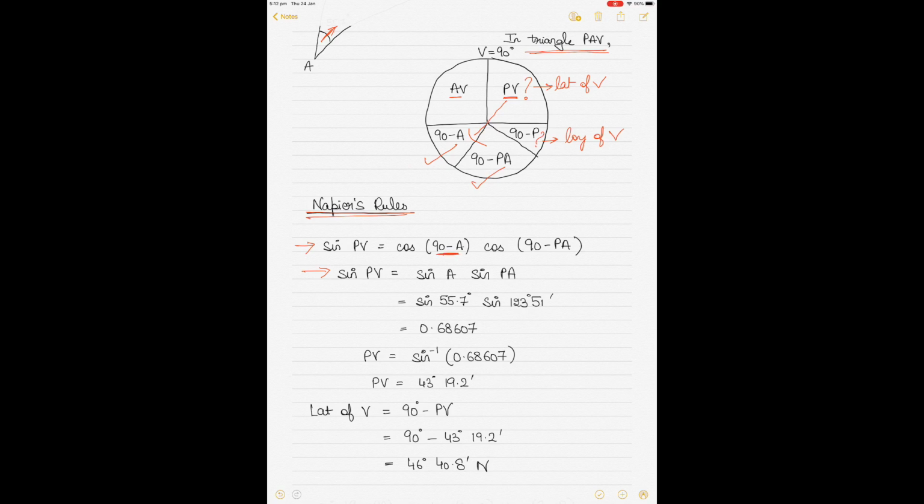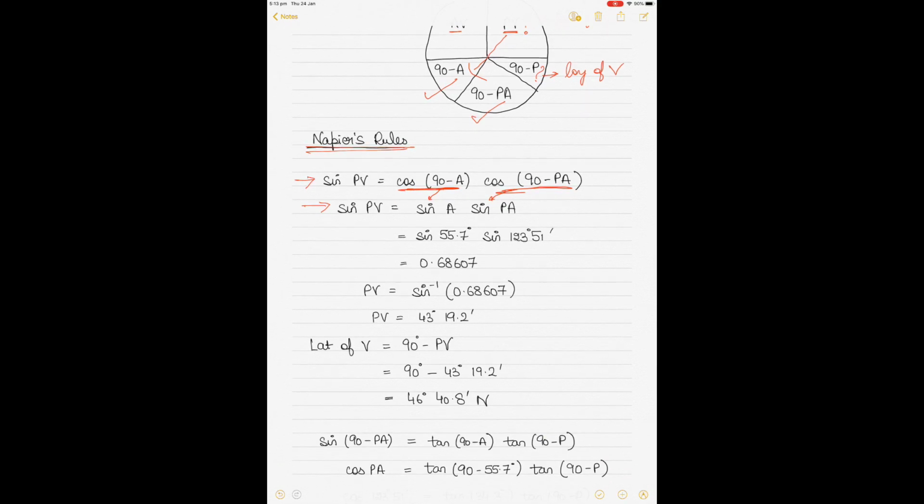So cos of 90 minus A becomes sine of A, right? Or cos 90 minus PA will become sine PA. This is the rule of trigonometry. I've made videos on this as well, so please watch my videos on trigonometry. Alright, then you simply put in the values. You know the value of A, you know the value of PA. Once you put in those values, do a sine inverse, and you will get PV equals 43 degrees 19.2.